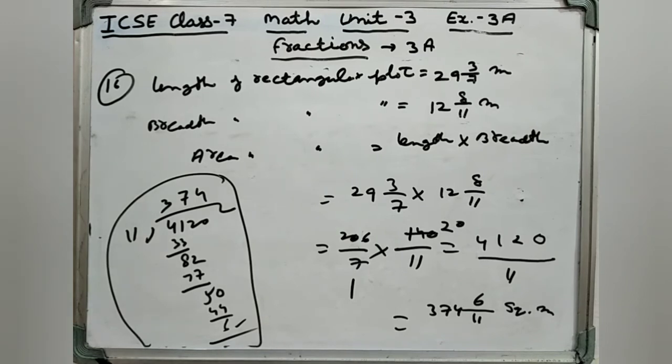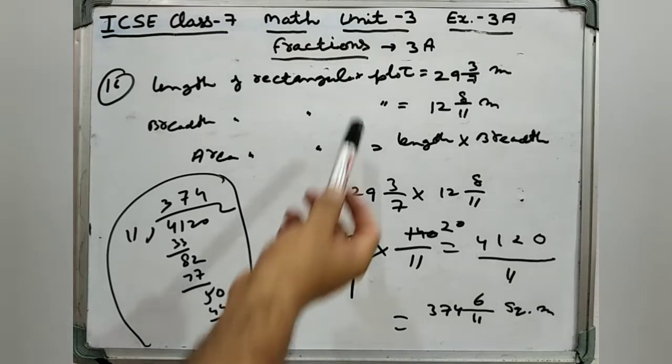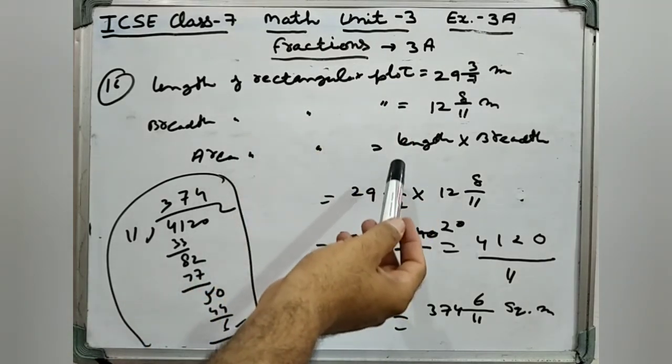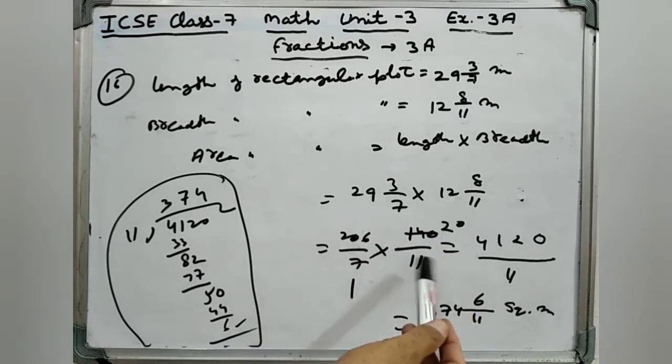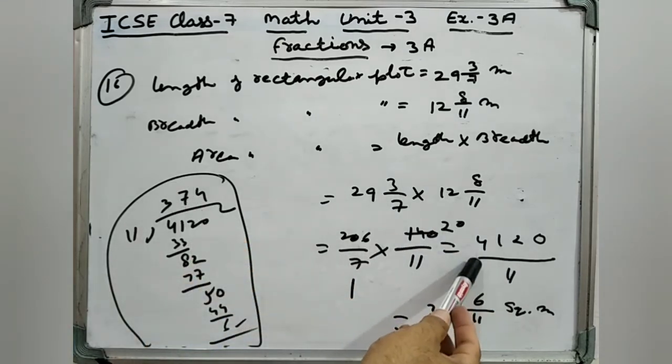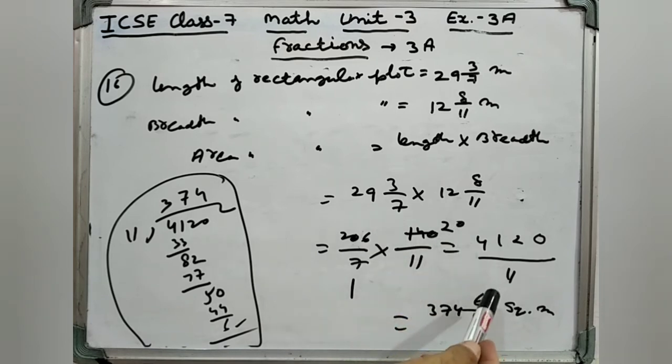Now we will move on to sum 16. Length of a rectangular plot of land is 29.3 upon 7 meters. If its breadth is 12.8 upon 11 meters, then find its area. Here its length, here its breadth. Area of a rectangular plot is length into breadth. We will do this here, and by making it simple, 4120 upon 11. Now we will make its mixed fraction. Mixed fraction will be this. Answer is 3746 upon 11 square meters.